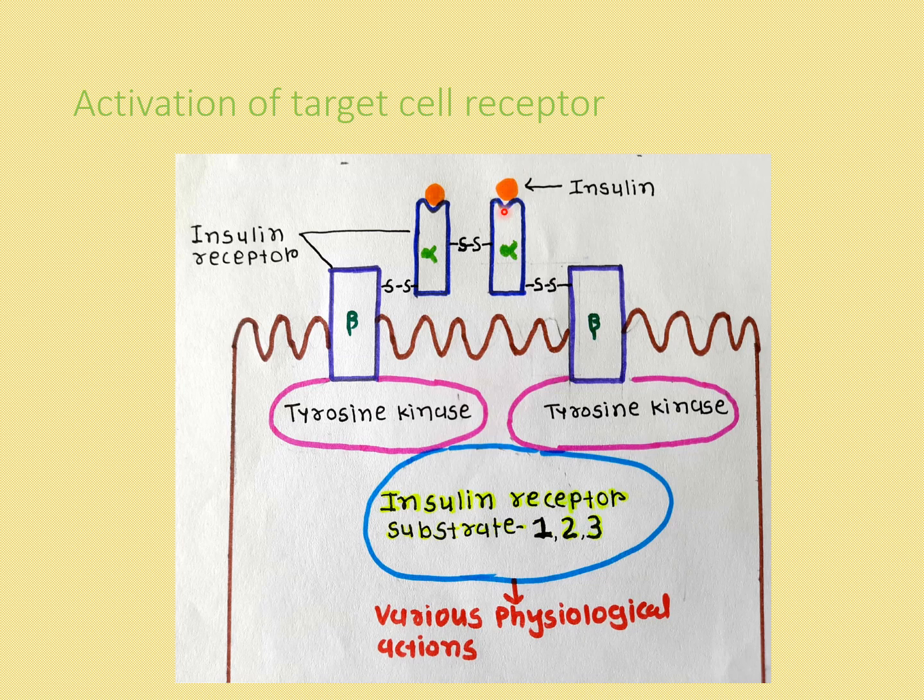is attached with the beta subunit in the cytoplasm. Now when insulin binds with the alpha subunit outside the cell, it activates the receptor and autophosphorylates beta subunit and activates tyrosine kinase enzyme, which phosphorylates many intracellular enzymes including insulin receptor substrate, that is IRS 1, 2 and 3, to perform various physiological actions.